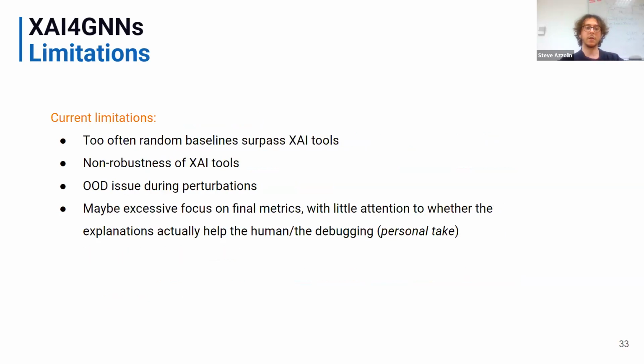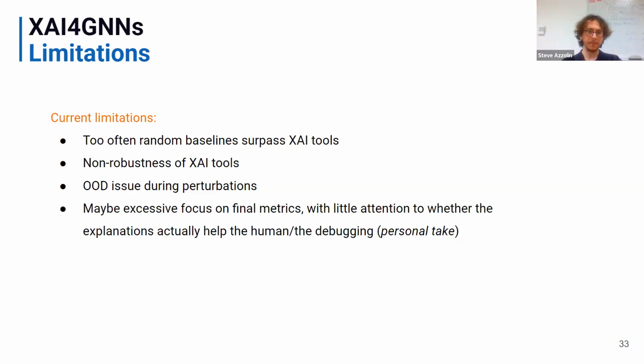And talking about limitations, I would like to present a bunch of limitations by myself to motivate the need of more research in this field. Experimental surveys too often report that random baselines in some specific cases surpass explainability tools, which is obviously not ideal, I would say. In a recent survey, we also highlighted the non-robustness of many explainability tools, meaning that an explainability tool, so an algorithm that works well in a certain setting, does not work well anymore on some other specific settings.